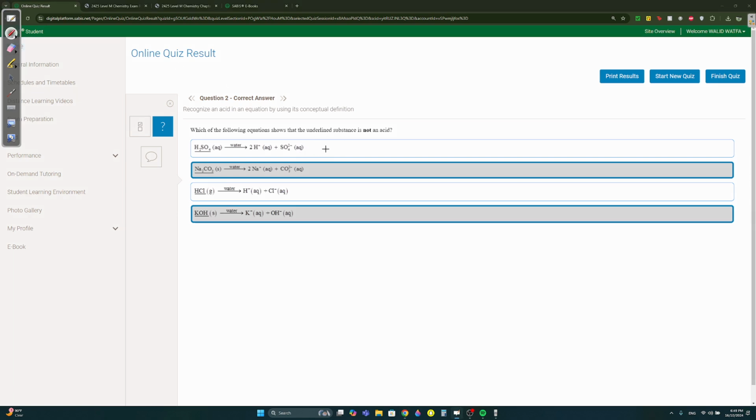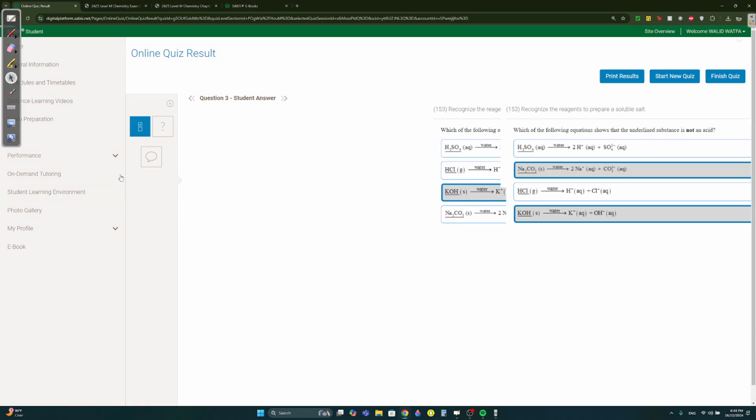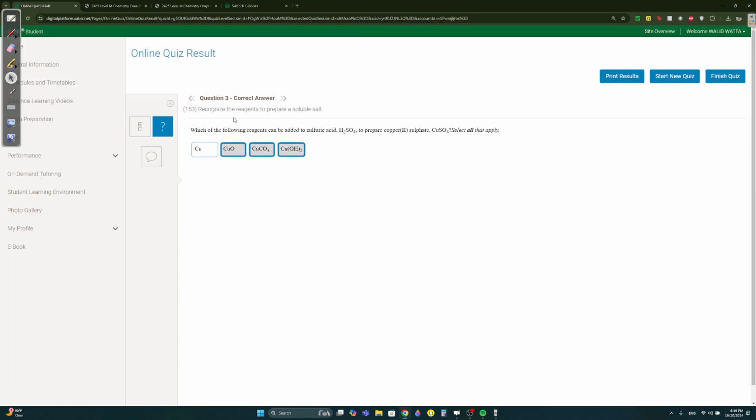Okay, which one is not an acid? For it to be an acid, it has to release H+. Which one doesn't release H+? This one and this one. Easy peasy. 26 questions. Inshallah, we'll be done at 6:49. The recording will be done by 7:15, inshallah.